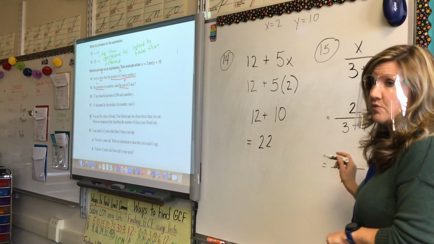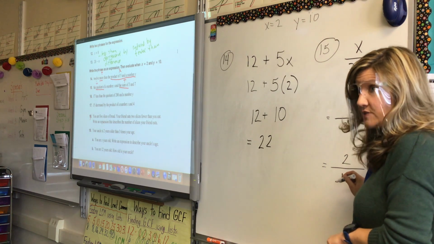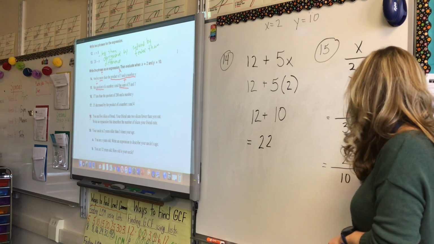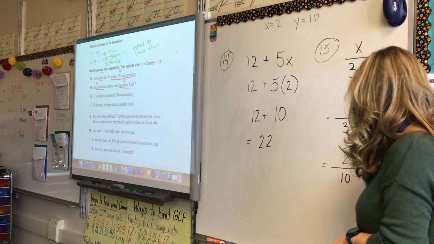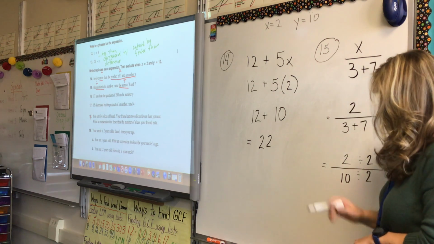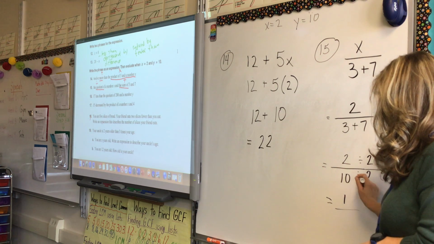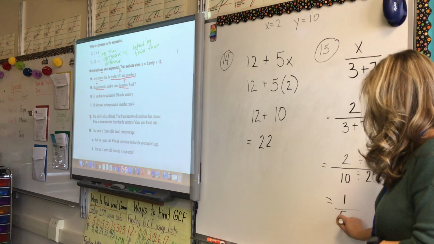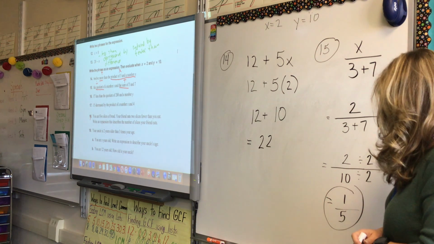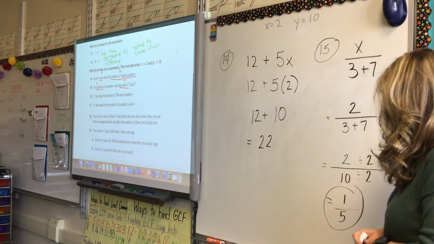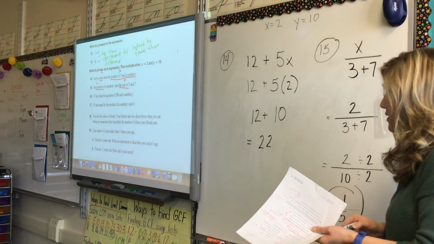What number will go into both 2 and 10? Connor? 2. Is that what you're going to say, Kyle? Yeah, 2. So we're going to divide both of those by 2, the numerator and the denominator. So when we divide both of those by 2, 2 divided by 2 equals 1. 10 divided by 2 equals 5. So the answer is 1/5. That is correct. Okay. I'm going to leave that up for Corbin, that's quite a bit.